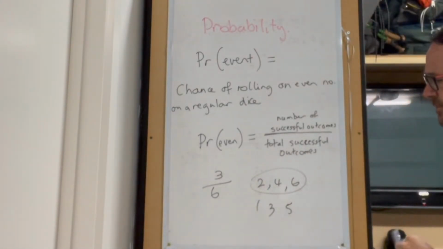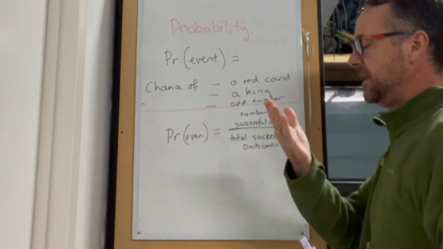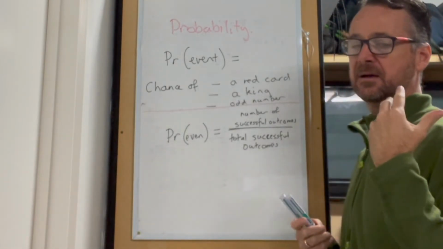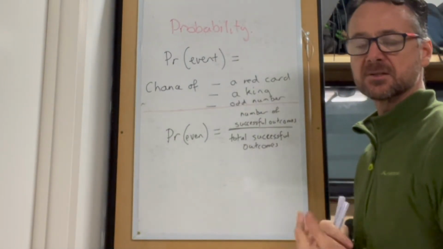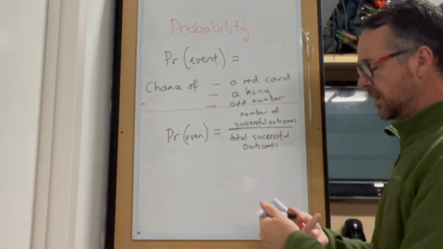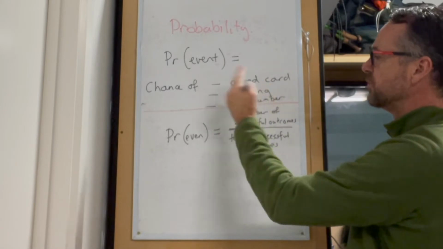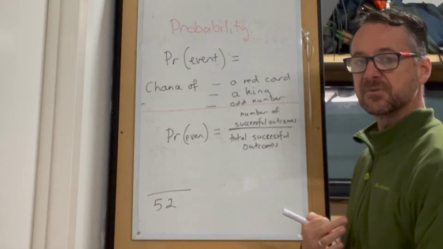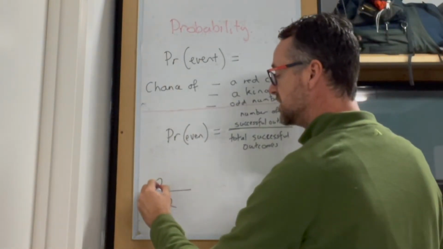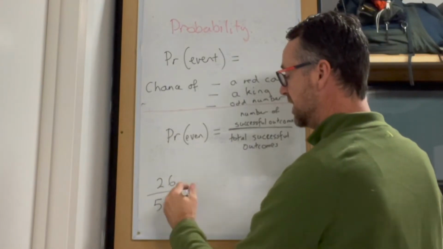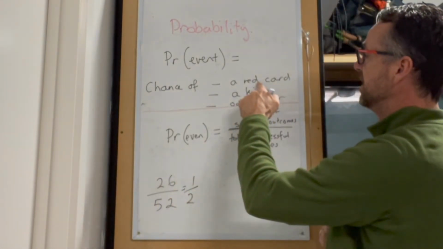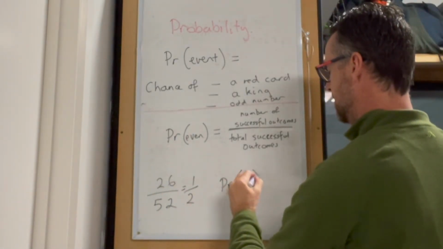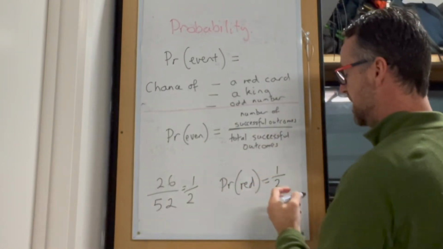Let's look at some other examples. Let's look at these 3. We're going to consider a regular deck of cards. A regular deck of cards has 4 suits, and each of those suits has 13 cards. So 4 times 13, that's 52 in total. Our first one here is the chance of a red card coming out. Out of the 52 cards in that deck, half of them are red, the other half are black. So 26 over 52, which equals 1/2 chance of there being a red card. And so we would record that as PR red equals 1/2.